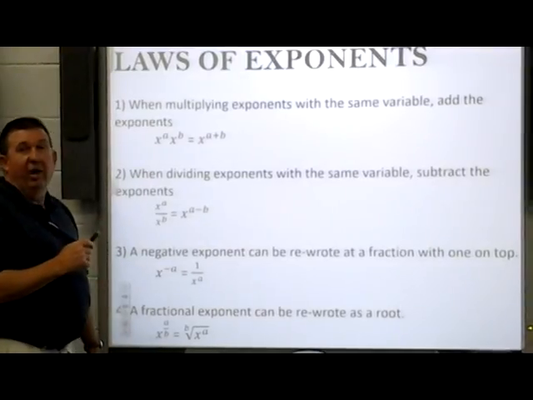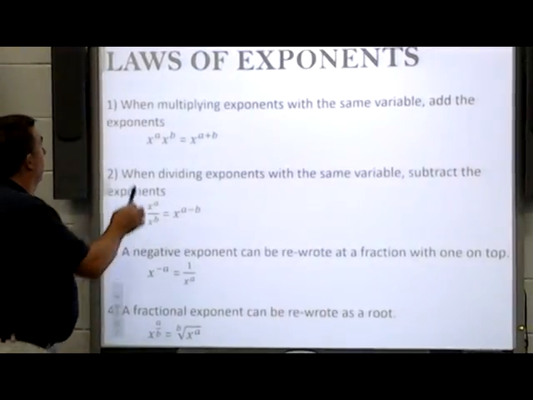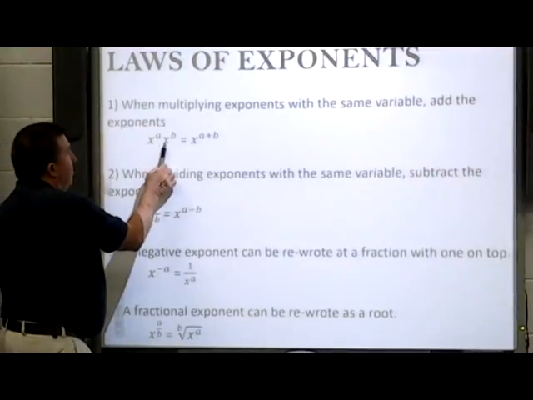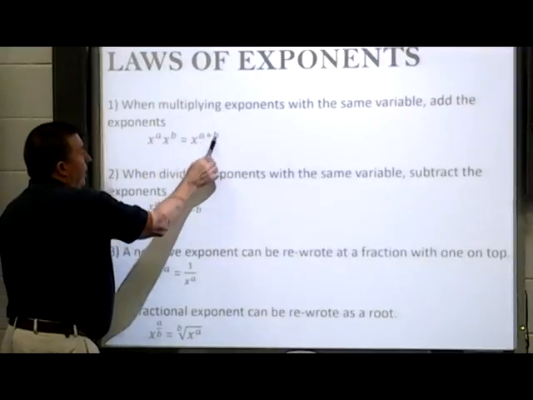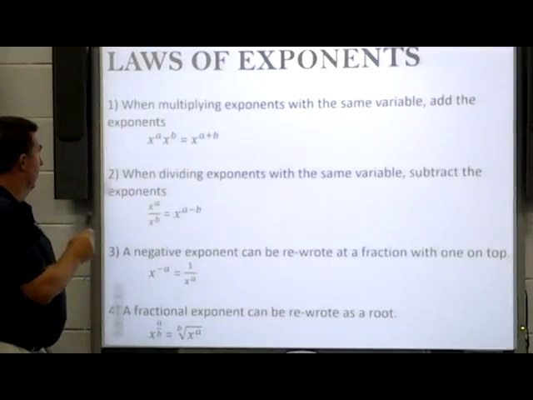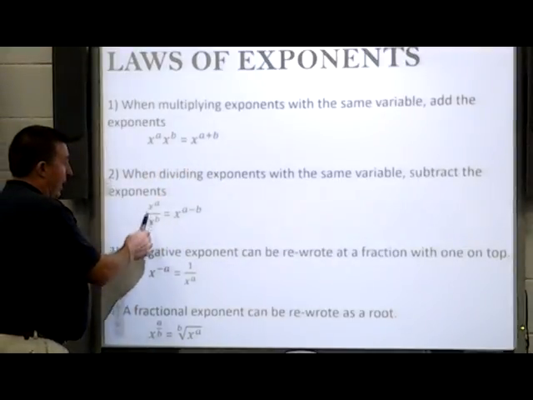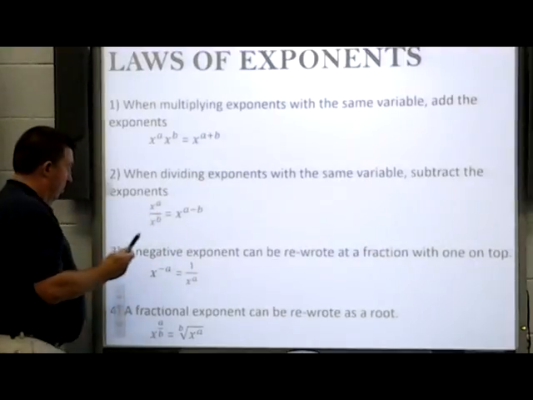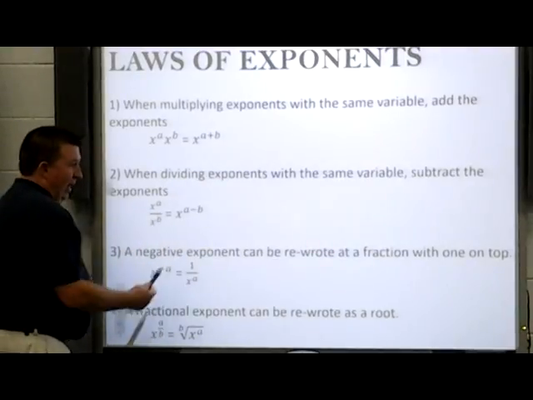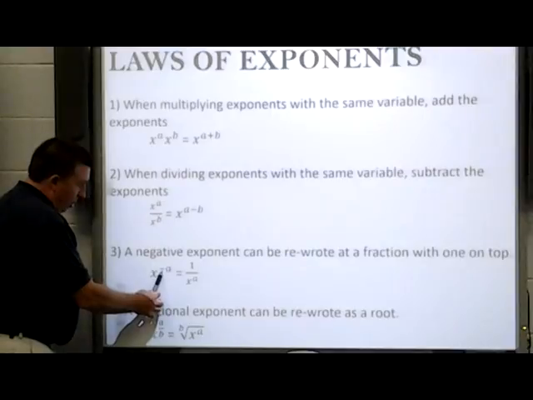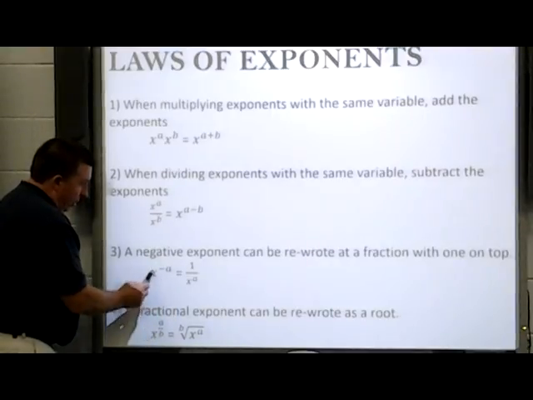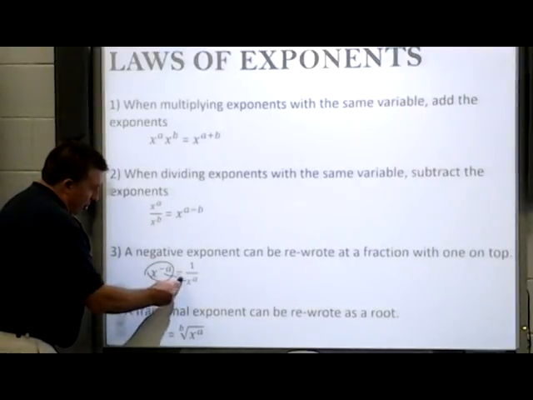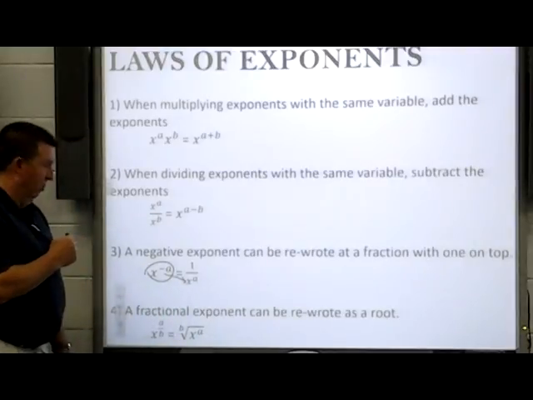So we have some laws that we have to follow when we do exponents. The first one is, when you have the same base and you're multiplying, all you do is add the exponents together. The second one is, if you're dividing and they have the same base, all you do is subtract the exponents. The next one is, if you have a negative exponent, all you do is basically put a 1 on the top of it and take this entire thing and just slide it to the bottom, which makes the exponent positive.